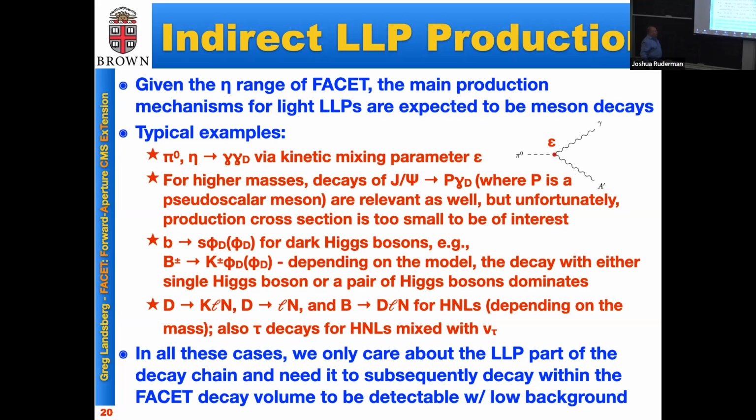And in this case, we only care about the LLP part of the decay chain and need it to subsequently decay within the FACET volume. We assume that if the particle decays in the FACET volume, since it's a very forward aperture, it essentially will be detected. So in all these plots, we assume 100% detection efficiency, which of course is not the real case, but that's the benchmark which Phaser uses and everybody else uses, so that's just for fair comparison.